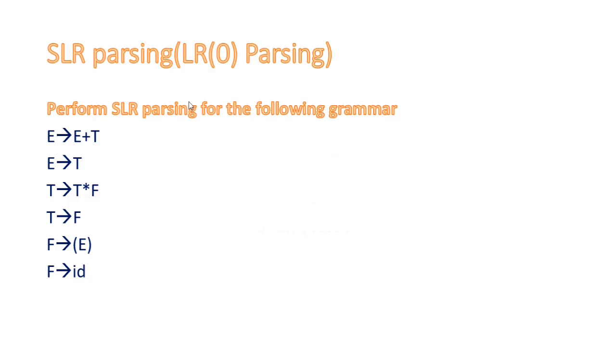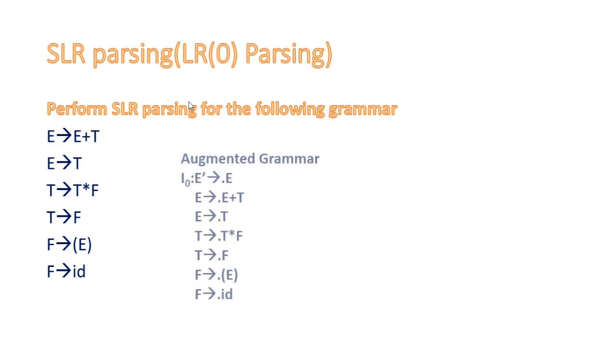Now let us take a grammar which has E tends to E plus T, E tends to T, T tends to T star F, T tends to F, F tends to E, and F tends to ID. The first step we have to do here is to generate an augmented grammar. So what is an augmented grammar? We take the starting symbol E, then we push this E on the right side and introduce a new production called E dash. Now the augmented grammar will be like this.